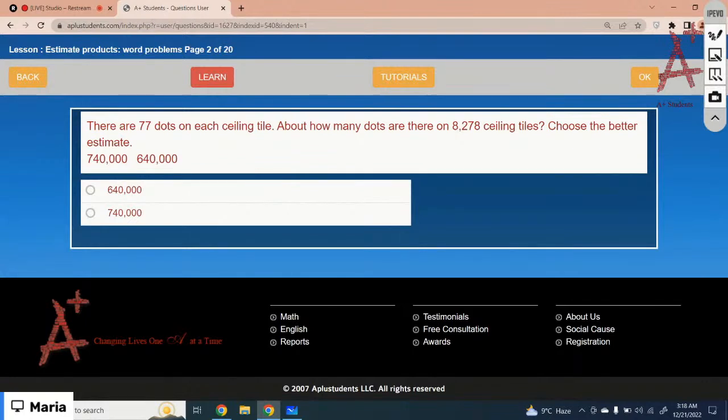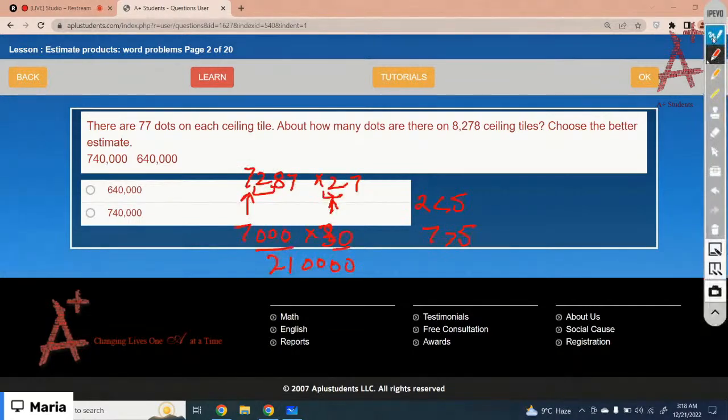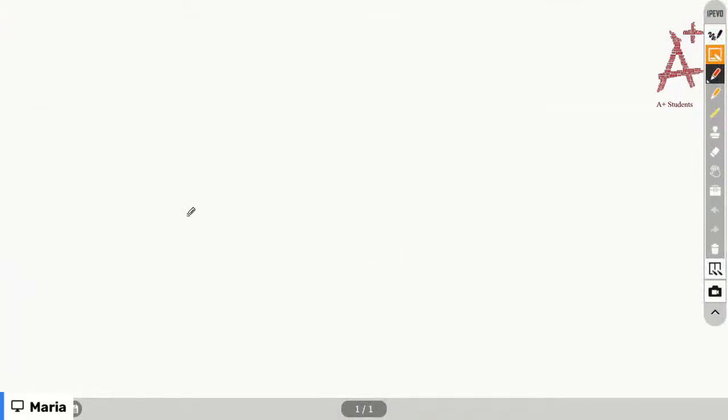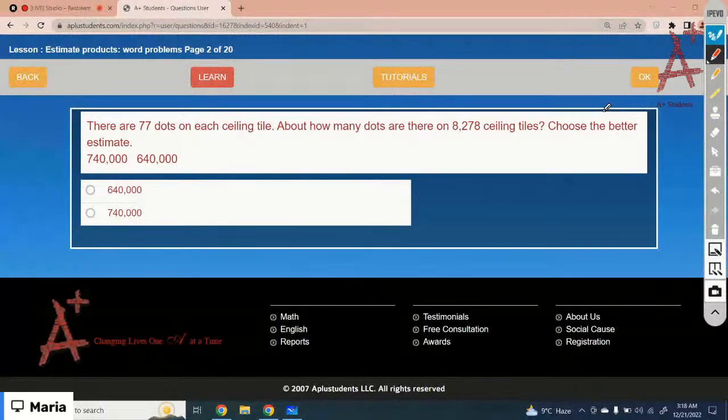Okay, the next one is there are 77 dots on each ceiling tile. About how many tiles are there on 8,278 ceiling tiles? Choose the better estimate. So you have to multiply both the numbers. They are 8,278 times 77. Got it?